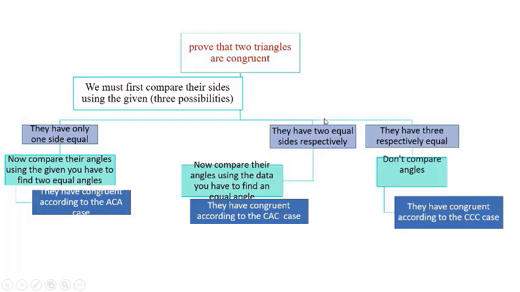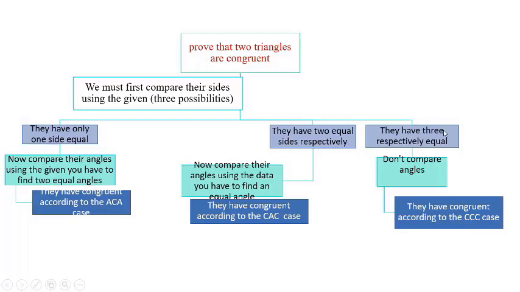The second possibility is that we will have two equal sides respectively. Once we have these two equal sides, we will then move to compare their angles using the data that we have to find an equal angle. It is enough to have two equal sides and one equal angle included between them to say then that they are congruent according to side angle side case.